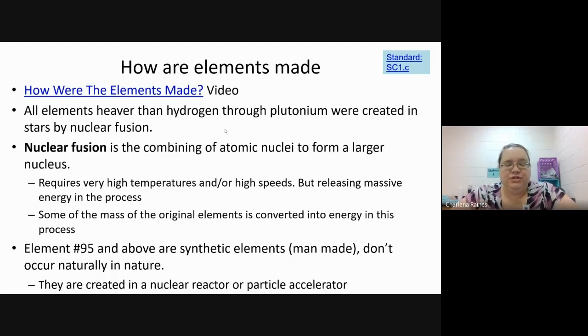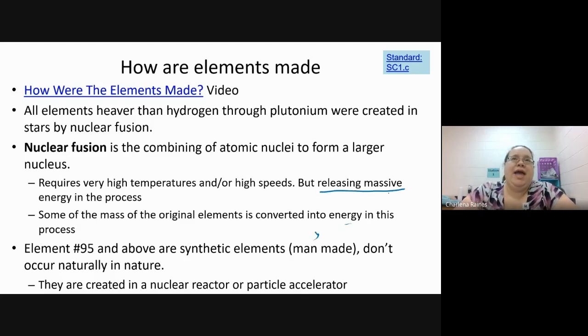So nuclear fusion is combining atoms together. So you combine the nuclei of the atoms to form a larger element. This is typically done at very, very high temperatures, high speeds, and it releases a lot of energy. This actually starts in the sun and stars.